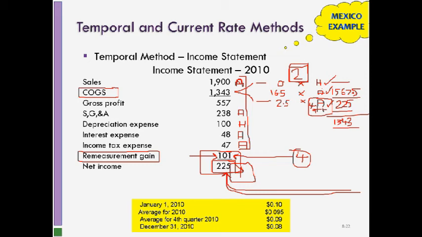And I apologize for my writing here, but these are the steps that you can take under the current rate method and temporal method. Where the remeasurement gain comes from is different under both methods. Under the current rate method, it's the final difference in the balance sheet. Under the temporal method, it's the final difference in the income statement. That's the big difference here.